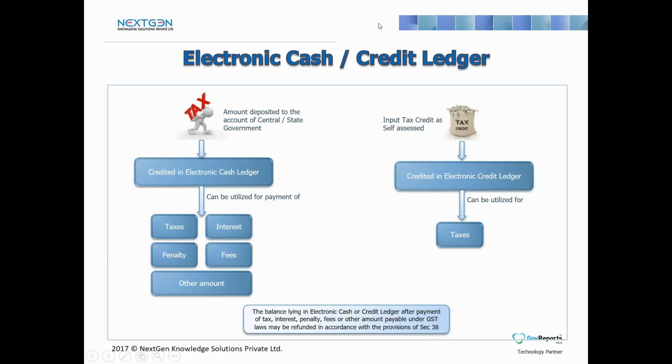Similarly, for interest also there will be subheads. Then payment could also be for penalty, fees or any other amount. So whatever amount the taxpayer is depositing in cash will be credited in the electronic cash ledger. And the electronic credit ledger is for ITC which the taxpayer is claiming on his purchases. So when the invoice level data is matching between supplier and buyer, the amount of ITC will be credited in his electronic credit ledger, which he can utilize for payment of taxes.